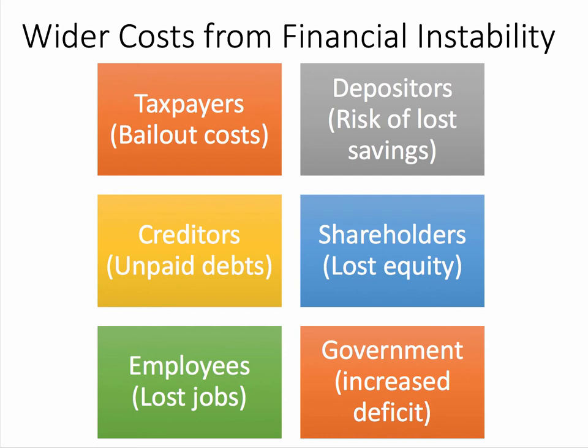And the key thing here is just to be aware of the economic and the social consequences of periods of financial instability. So when the system comes under great stress, taxpayers often lose out, especially if the government has to bail out failing or loss-making institutions. Depositors risk losing their savings potentially. That can be a major cost. Creditors may lose out because of unpaid debts.